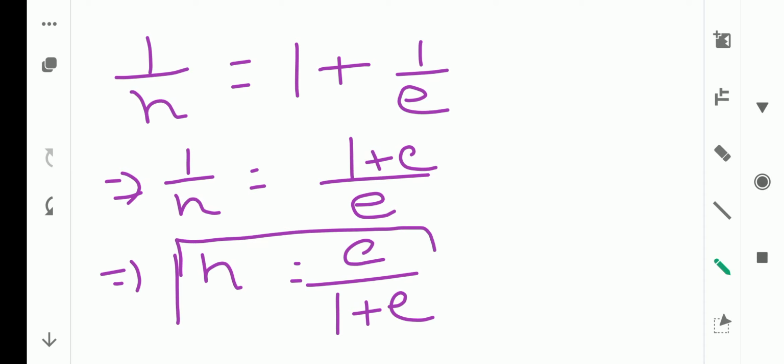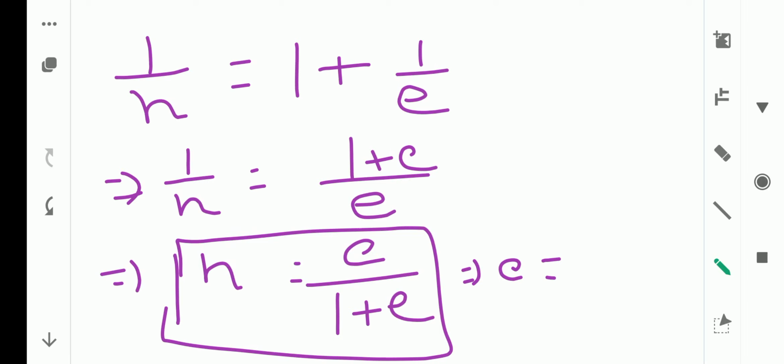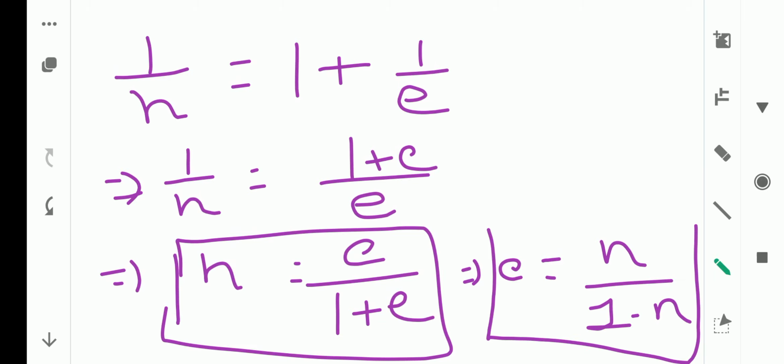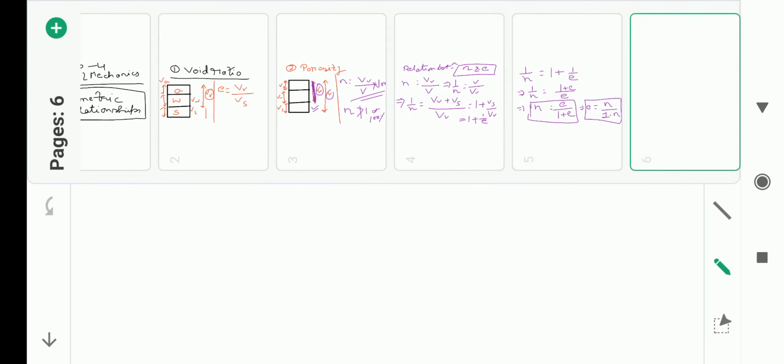So this is the relation between porosity and void ratio. Also you can write e is equal to n upon 1 minus n. Hence if you know void ratio, you can know porosity, and if you know the porosity, you can know the value of void ratio. This is the relation between void ratio and porosity. Let us now go to the next term. Third term is degree of saturation.